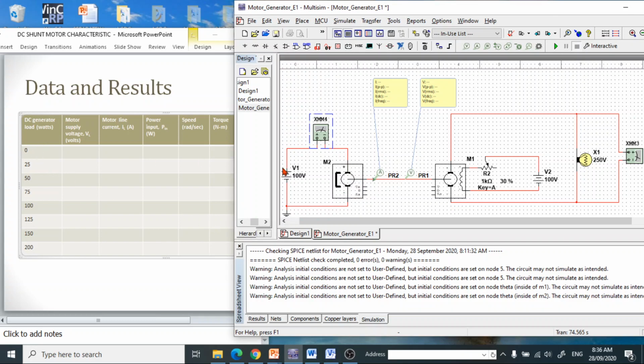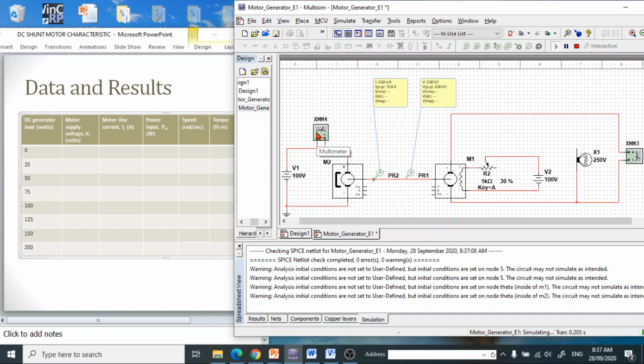So the DC generator load is initially 0. That means we have to disconnect the load first, so this would be 0. Then we'll run the simulation. You may press this button or the F5 button in your computer to directly run the simulation, so click this one.